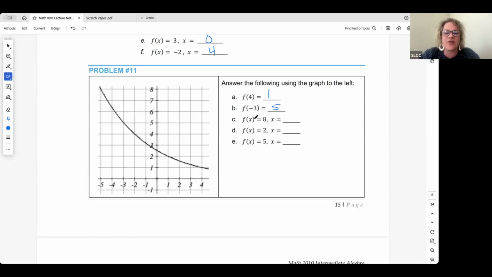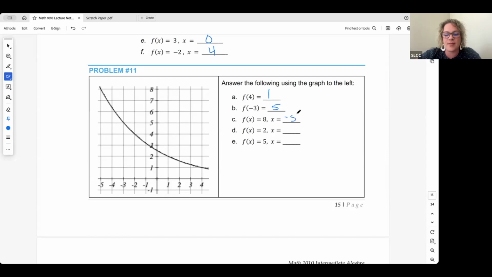So you've got to be careful. f of x equals 8. That's the same as saying y equals 8. What does x equal? Don't get confused by that function notation. Just think of that as when y is 8, what is x? When the output is 8, what's the corresponding input?